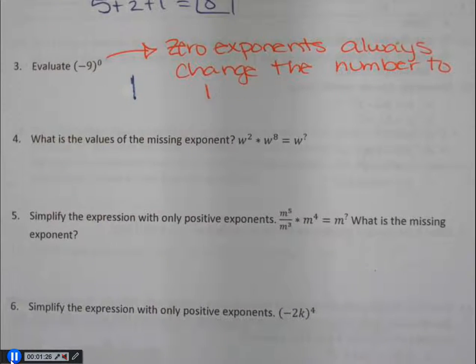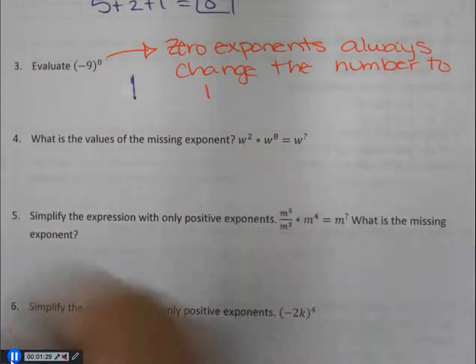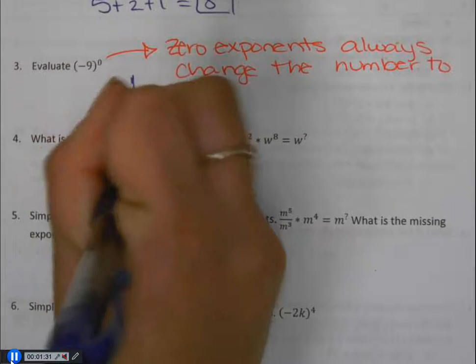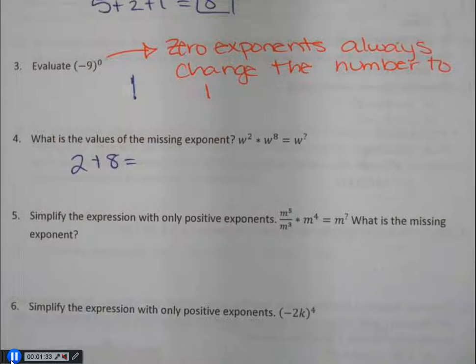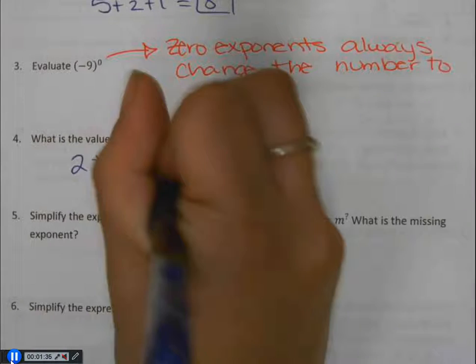Number 4 is looking for the missing exponent again with the question mark, so I just have to add. So 2 plus 8 is 10.